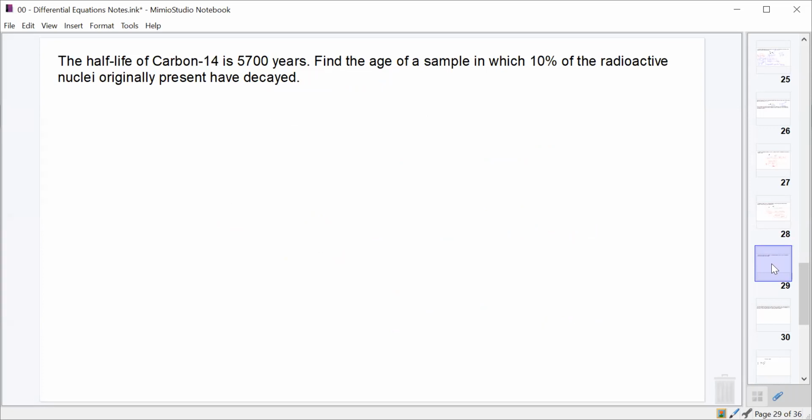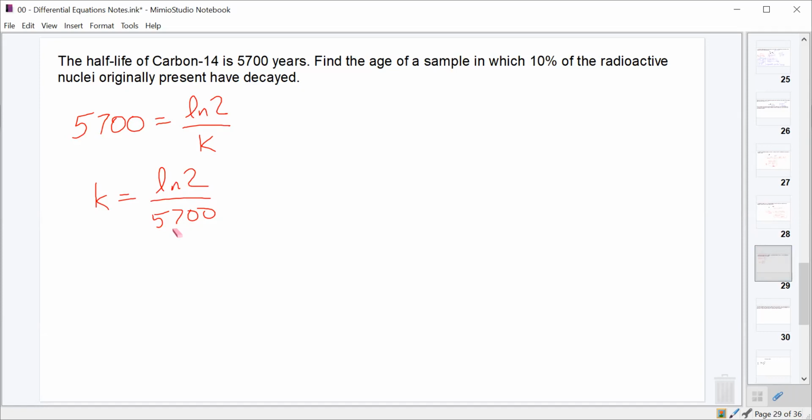So here we're given a half-life for carbon-14. We know the half-life is 5,700 years. And we want to find the age of a sample in which 10% of the radioactive nuclei that were originally present have decayed. So the first thing we're going to recognize is that we're going to need to use y equals y naught e to the negative kt, which means we need a value for k. Well, since we know that half-life is equal to natural log of 2 over k, we can very quickly solve that for k to get k as natural log of 2 over 5,700.